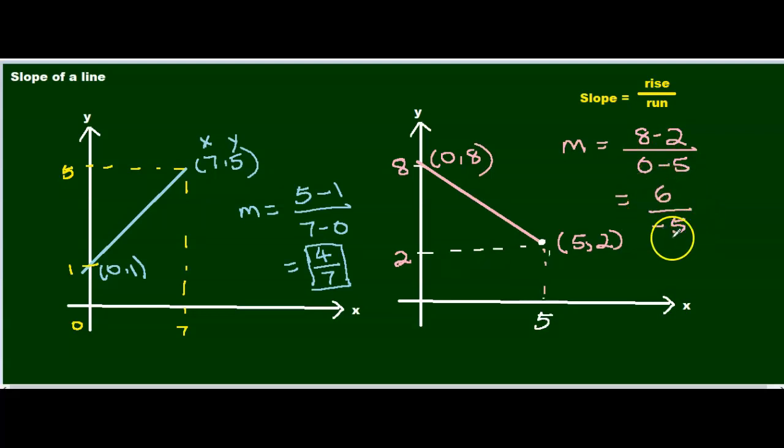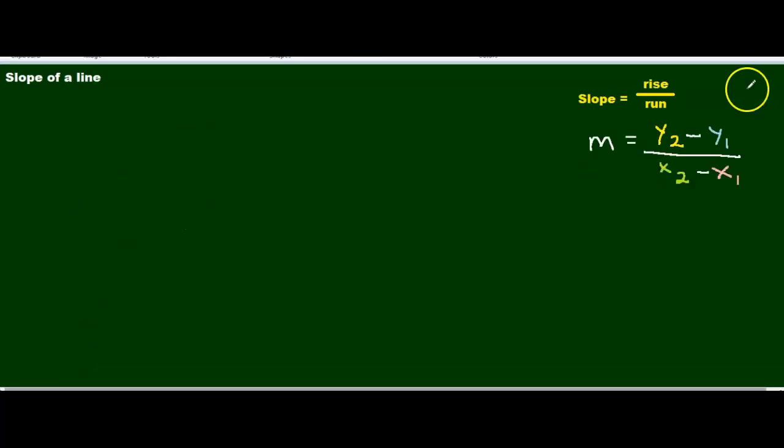Now, this is a negative slope, as you can see, because it's a downward slope. It goes from high to low versus the blue one, which goes from low to high. So this is a positive slope, and this is a negative slope. In algebraic terms, the slope of the line m can be denoted by y2 minus y1 over x2 minus x1.